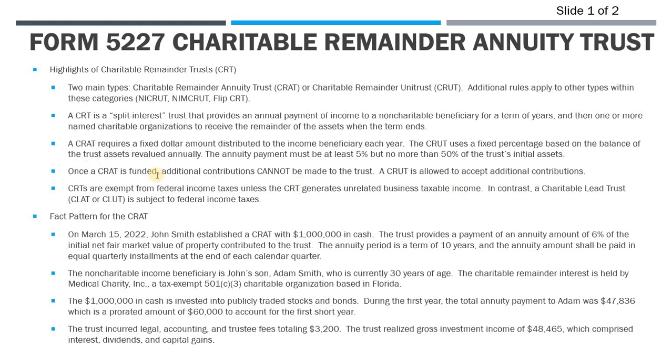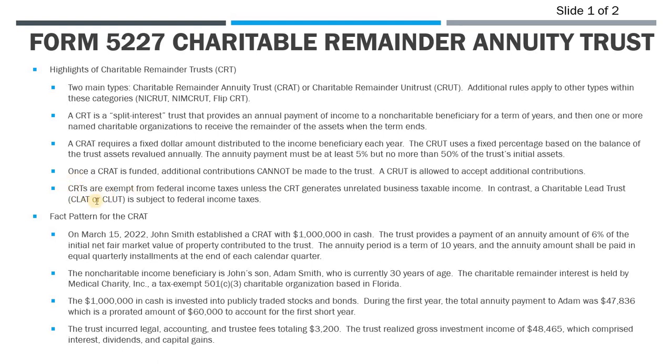Now, once the CRAT is funded, additional contributions cannot be made. In our example, John Smith sets up the trust and puts in $1 million. Once that gets started, John cannot put in additional property. It's closed off. CRUTs are a different story; they are allowed to accept additional contributions.